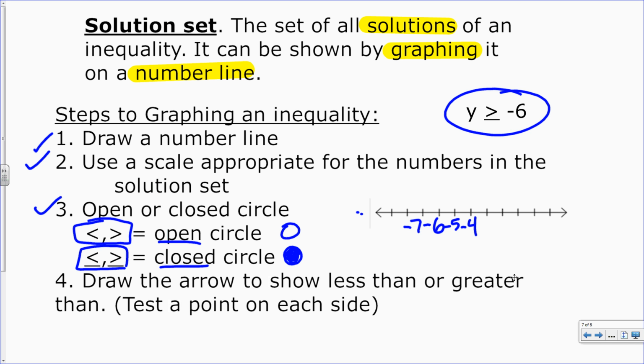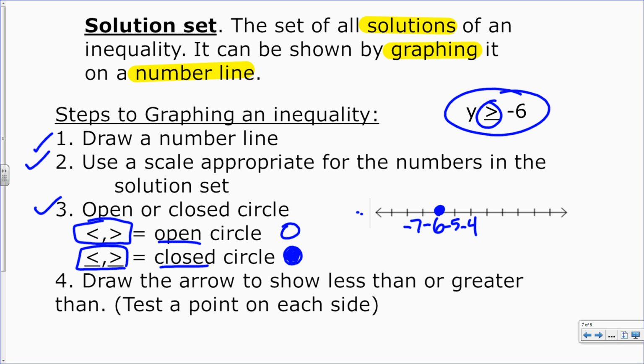One way to remember it is if it takes longer to draw a line under the equal sign, it takes longer to shade in the circle. Use what you need to think about that. So I would go to negative 6, and I would see it's a greater than or equal to sign, so I know I'm going to shade it in.